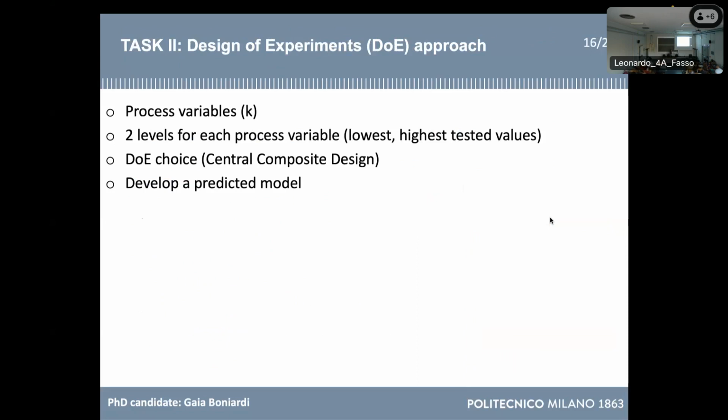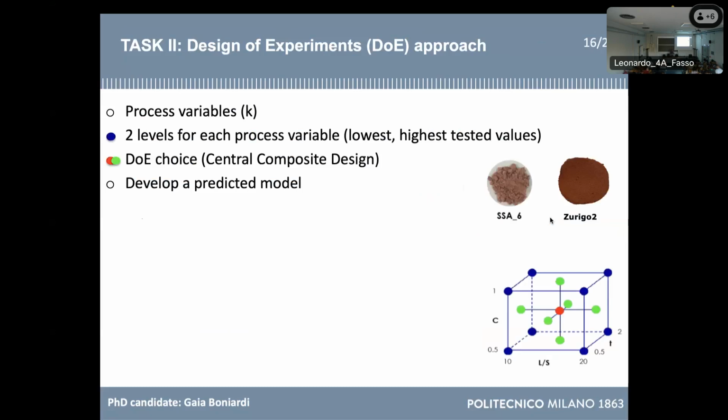So to optimize the extraction, we use the design of experiment approach. We selected the 3 process variables, which are the concentration of the acid, the liquid to solid ratio, and the contact time. Then we set 2 levels, and we conducted the experiment for those 2 samples of ash. You can see that we use a central composite design approach. We performed the experiment at laboratory scale.